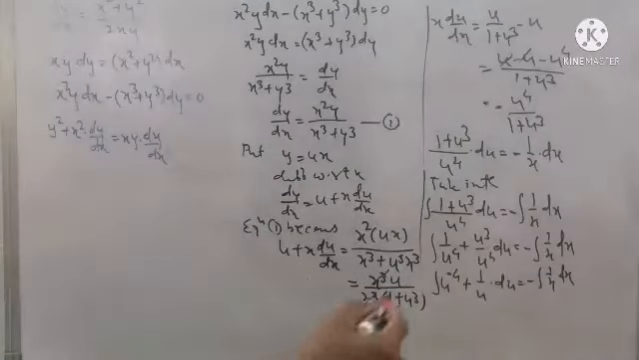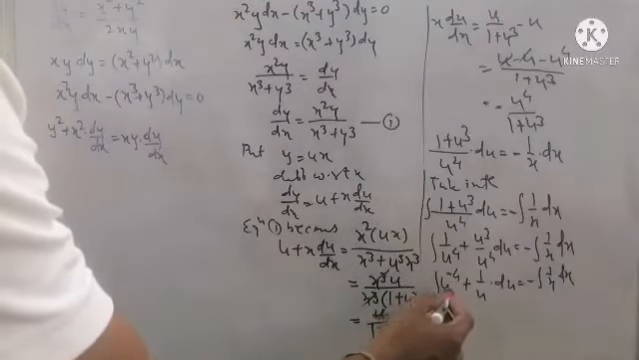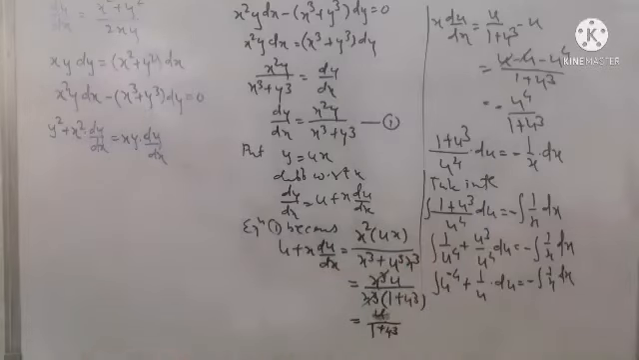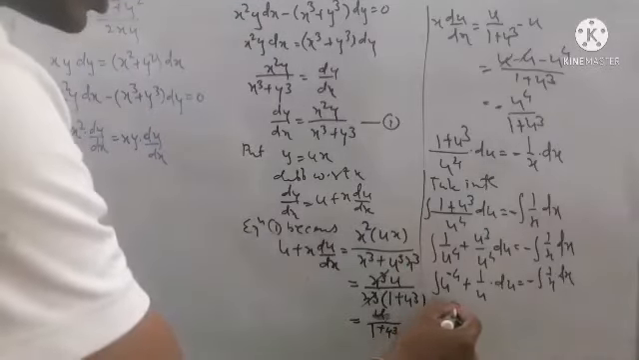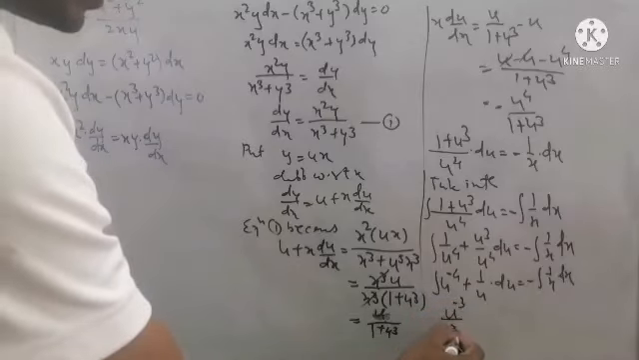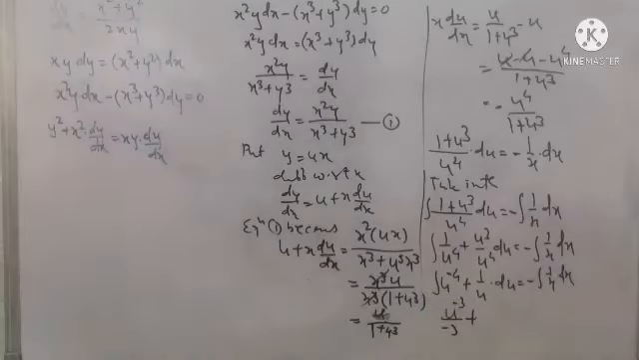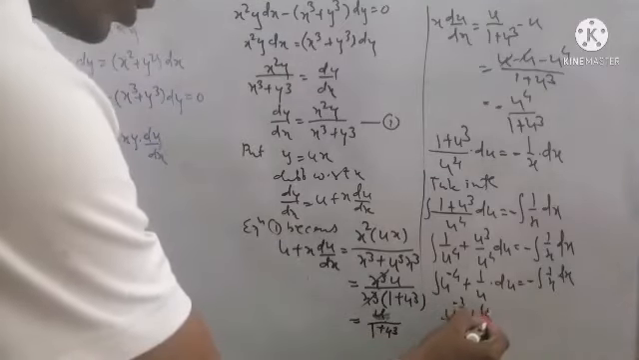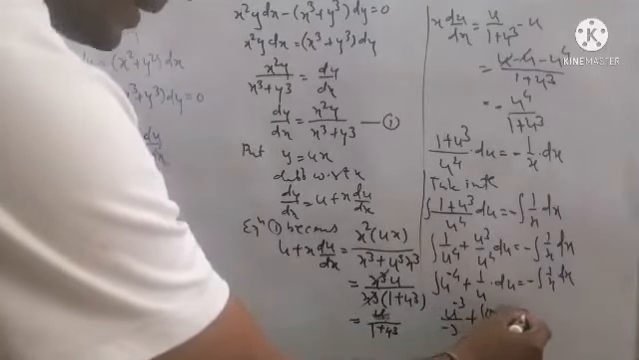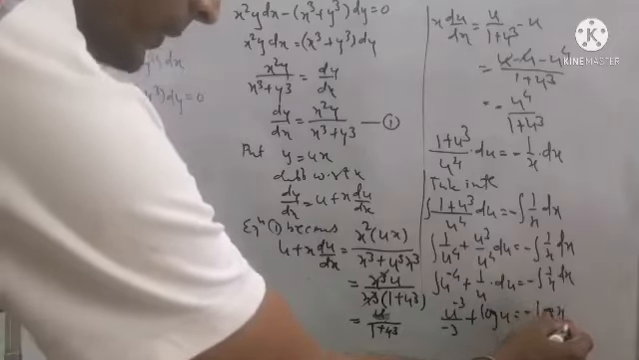Now take the integration only. The integration of u raised to minus 4 is by adding plus 1 to the index, so we get u raised to minus 3 divided by minus 3. Plus 1 upon u is a standard form: as 1 upon x has the integration log x, 1 upon u has the integration log of u. And on the right hand side, minus 1 upon x has the integration minus log of x, plus c.